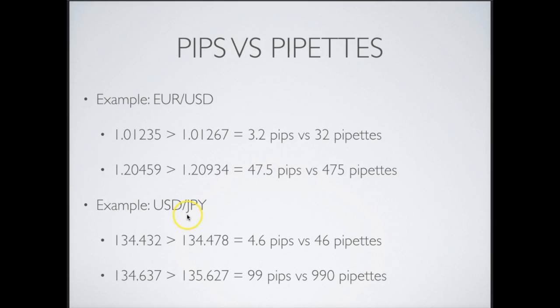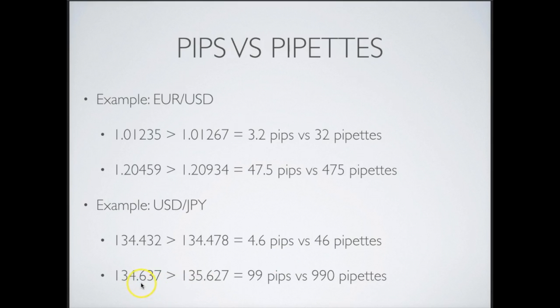Now jump over to the JPY, or the yen pairs. You see the second number is the pips, the third number is the pipettes. So if I take this number minus this number, it's 46 pipettes, or 4.6 pips. Remember the pipettes versus the pips, because when you're using the language, you need to make sure you understand the difference between pipettes and pips.